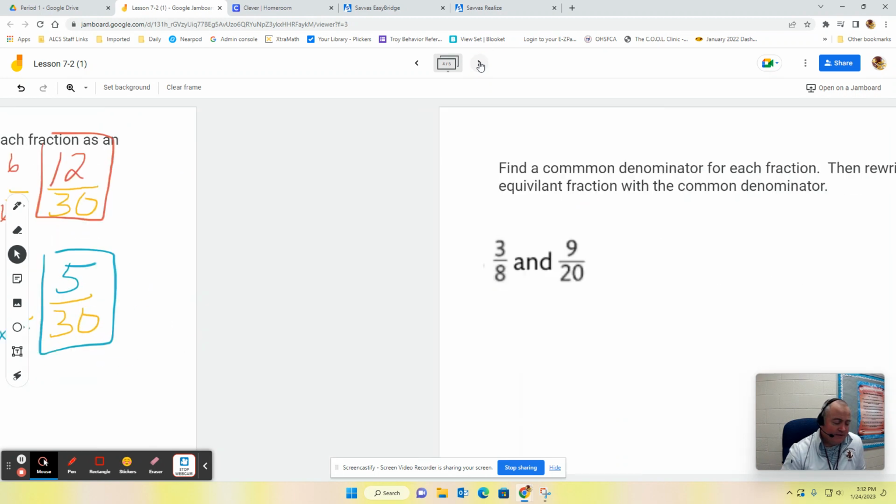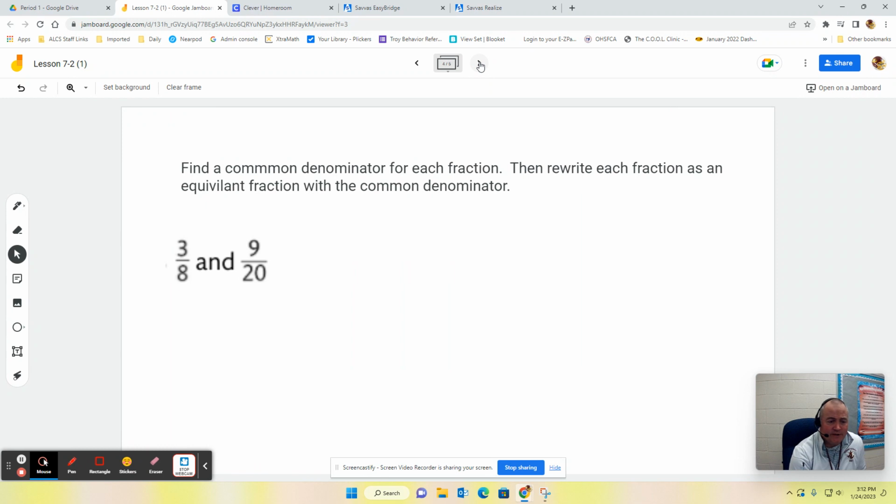Let's do another example. So here's my two fractions. I got to find a common denominator for each and then rewrite as equivalent fractions. I look at 3/8. So I'm going to write down 3/8. And I'm going to write down 9/20. I know I have to find an equivalent fraction. I ask myself, can 8 go into 20 evenly? Well, the answer there is no.